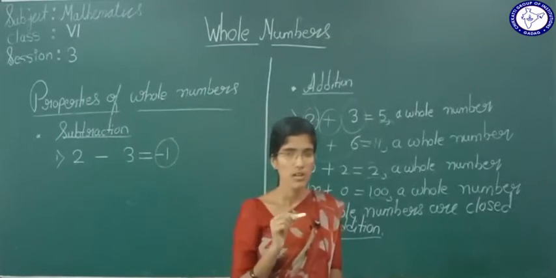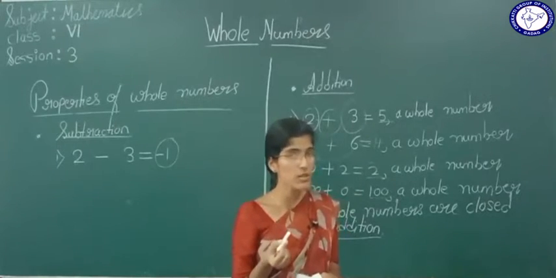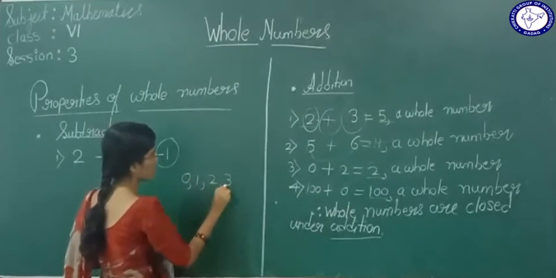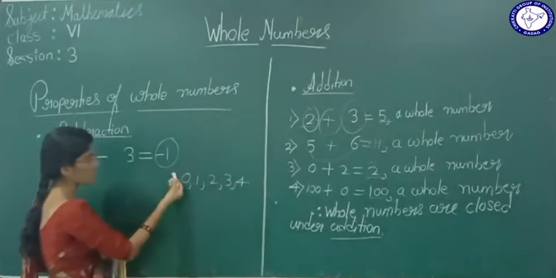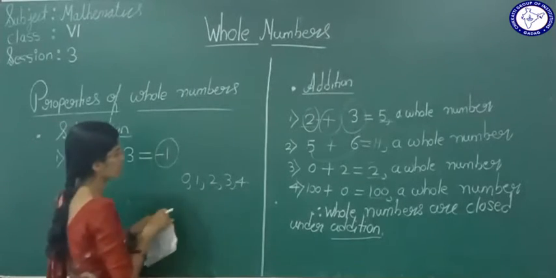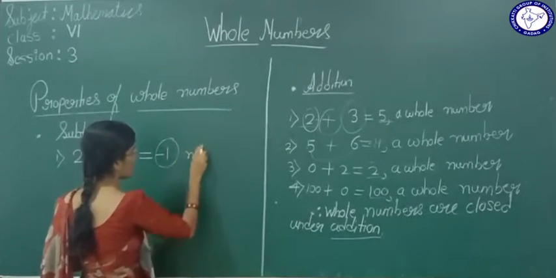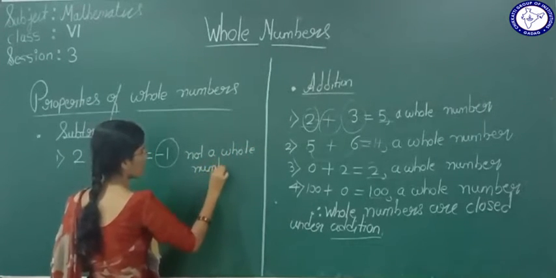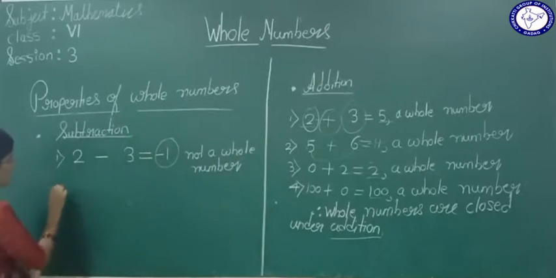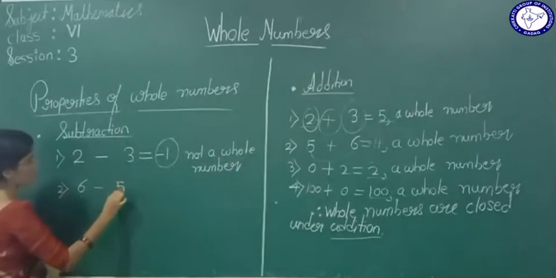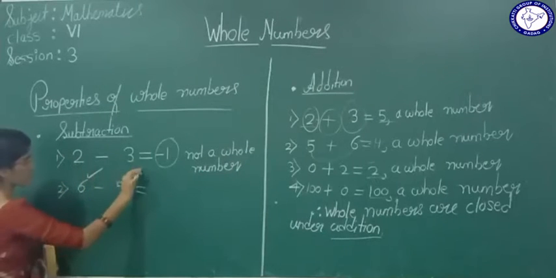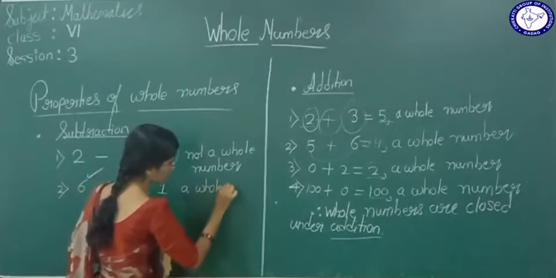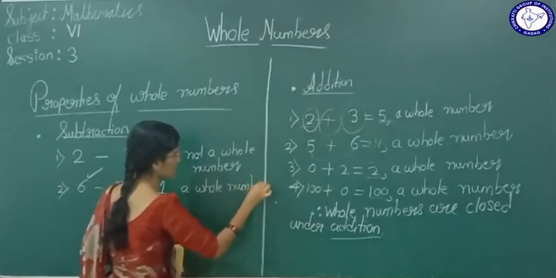I taught you that minus 1 is a whole number? No, I told you that whole numbers start from 0, 1, 2, 3, 4. We won't get a minus. Yes or no? This is not a whole number. Second one, 6 minus 5. 6 is a whole number, 5 is a whole number. 6 minus 5 is 1. 1 is a whole number.